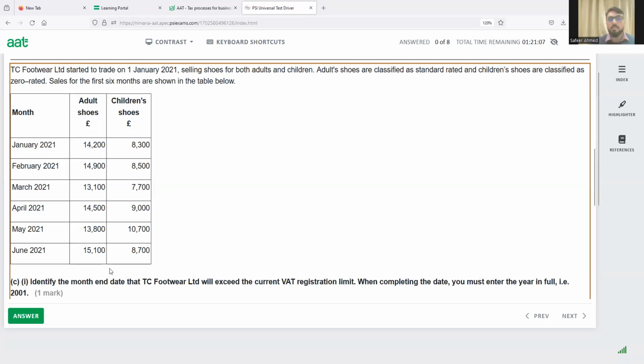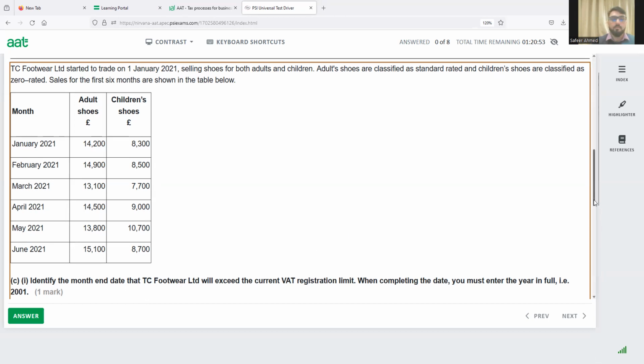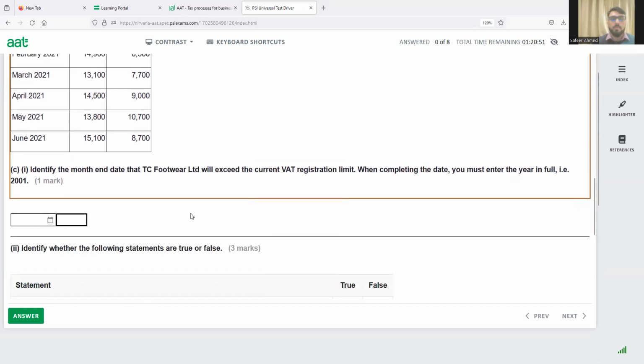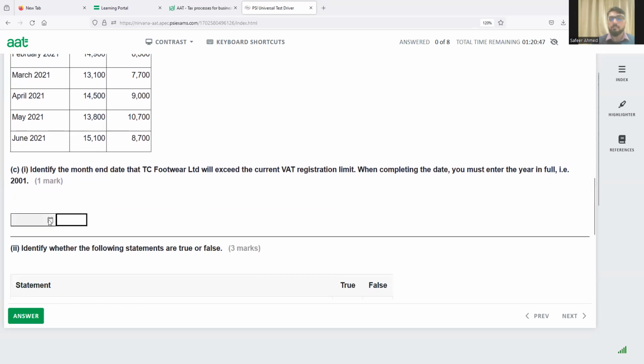Okay, so the question is basically identify the month end that TC Footwear Limited will exceed the current VAT registration limit. So once you will be adding those, you will notice that in April, it exceeds 85,000. So therefore it will be April. So what you need to do, you need to enter the full date, day, and of course, the year as well.